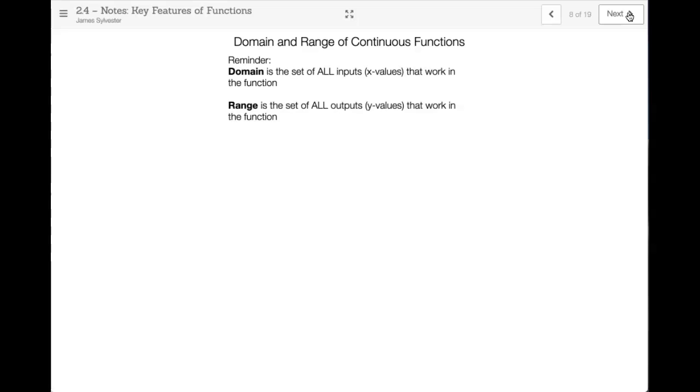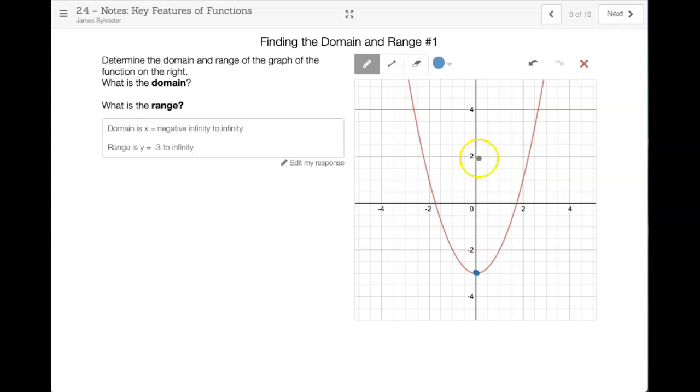So domain and range, the way we're going to define domain and range is we're going to look at a graph and see if it goes on forever or not. And if it goes on forever, we're going to say it goes from -infinity to +infinity. If it doesn't go on forever, then we'll actually identify some numbers where it starts and stops. So this one right here, I already answered it, but I'll just chime in again on what it means.